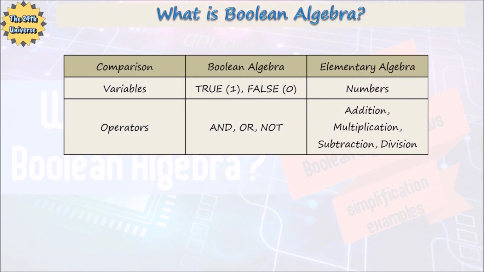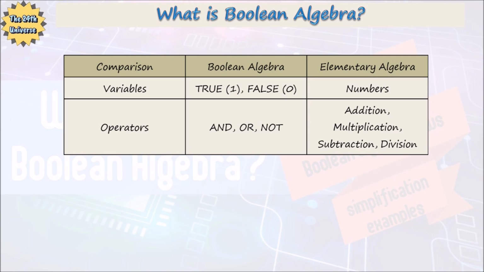Boolean algebra is the branch of algebra. It differs from elementary algebra in two ways. First, the values of the variables are truth values, that is, true and false, usually denoted as 1 and 0, whereas in elementary algebra, the values of the variables are numbers. Secondly, Boolean algebra uses logical operators such as conjunction, that is, and, disjunction, or, and the negation, not. Elementary algebra, on the other hand, uses arithmetic operators such as addition, multiplication, subtraction, division.